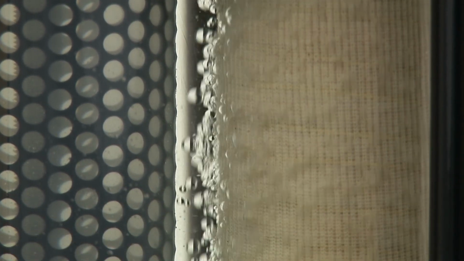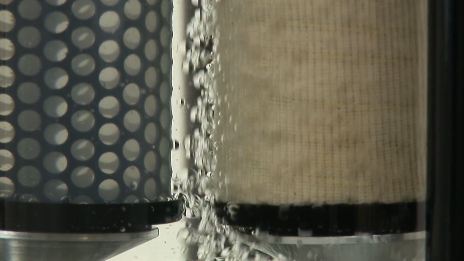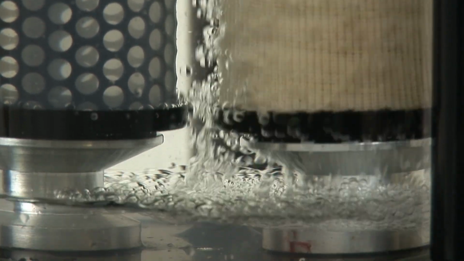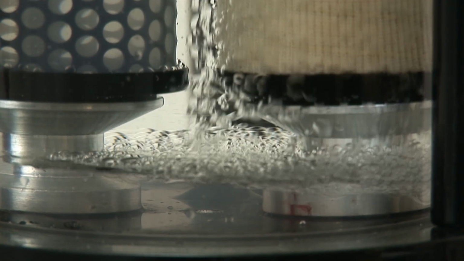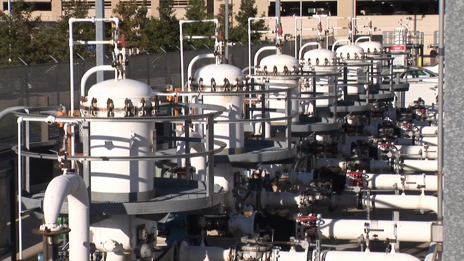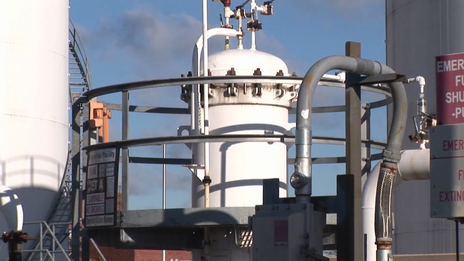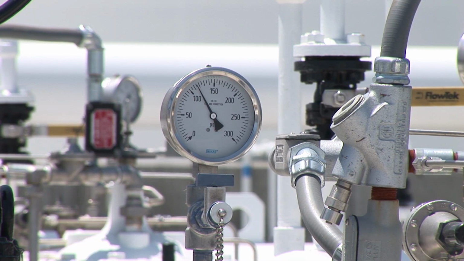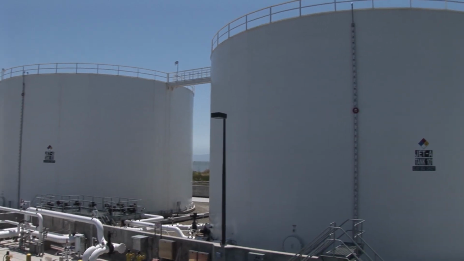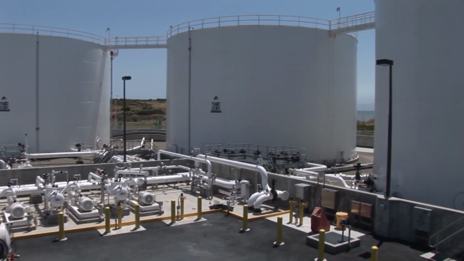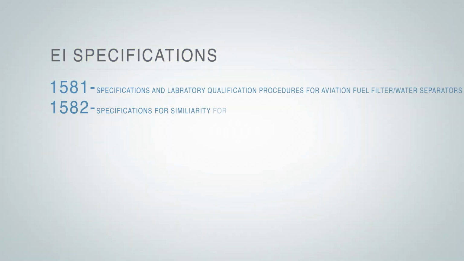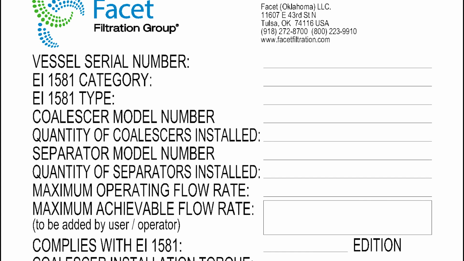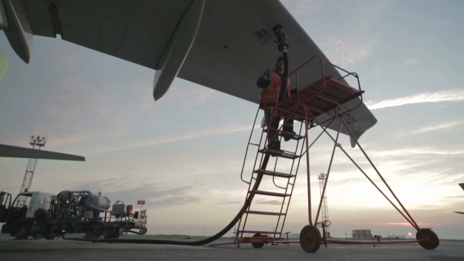That's why it's called a two-stage separator, because first the product passes from inside to out on the coalescer elements, and then from outside to in on the separator elements. High-quality two-stage separators should be installed at all fuel transfer points and piped so that all fuel passes through them. These filter separators should be rated at a flow equal to or exceeding the highest delivery limits expected from the system. They should meet the requirements of EI 1581 and 1582 and have the proper nameplates and supporting documentation. Before we show you how to clean and maintain your separator, it will help if you are familiar with some of the standard design features.